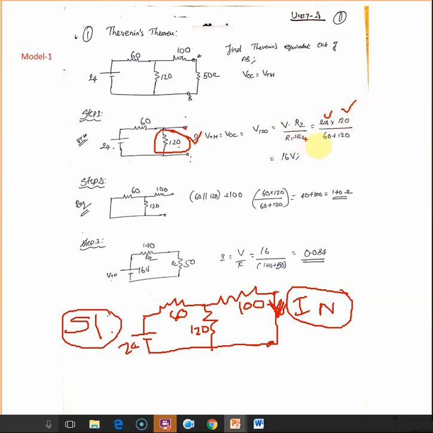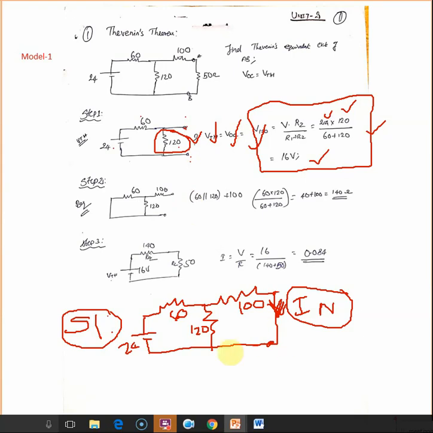This is a formula. V's value is 24, multiplied by R2's value, 120, divided by 60 plus 120, the summation of these resistances. This is the formula. Just substitute it, and you will find the 16 volts VTH. That is called VTH, or open circuit voltage, the voltage across the 120 ohm. So that is the method.